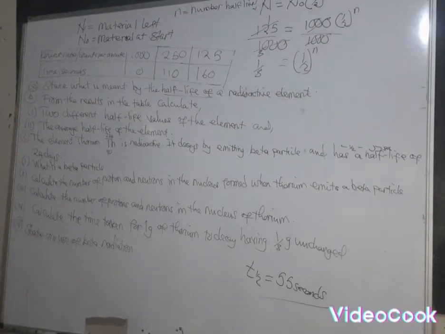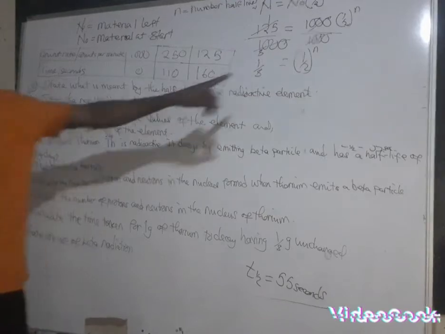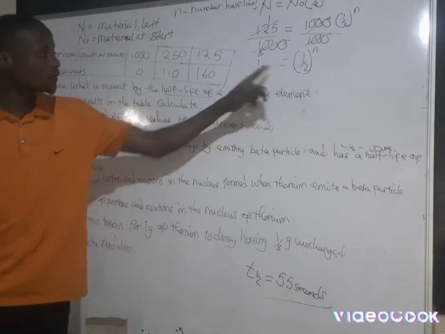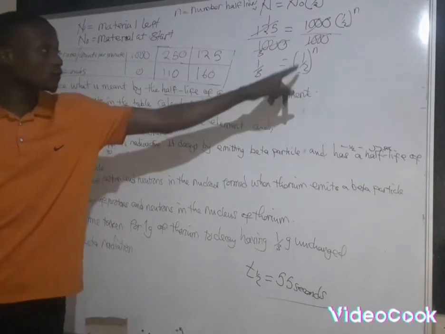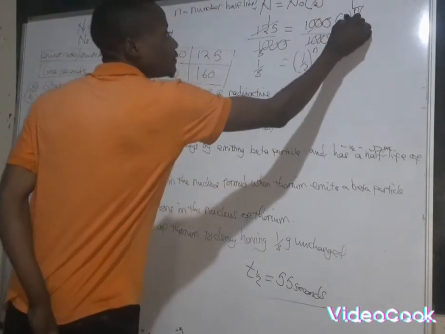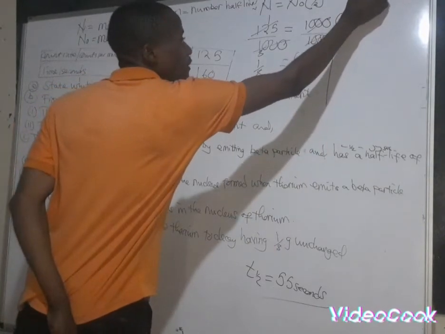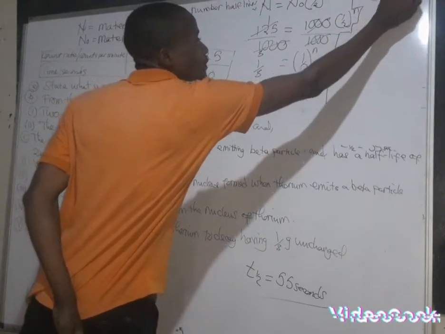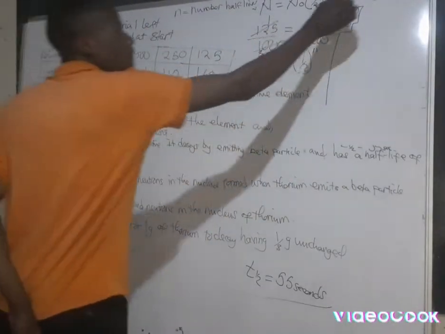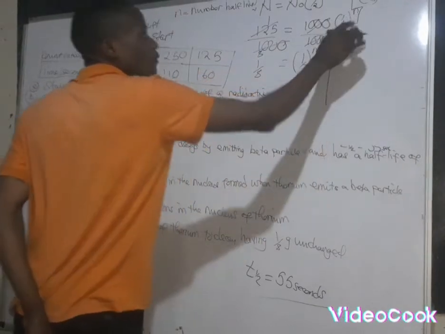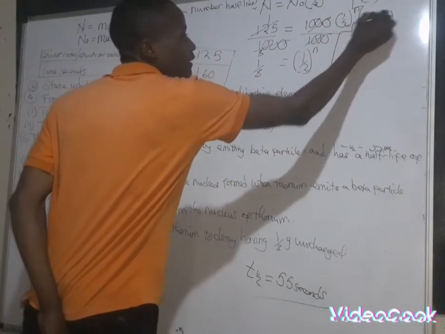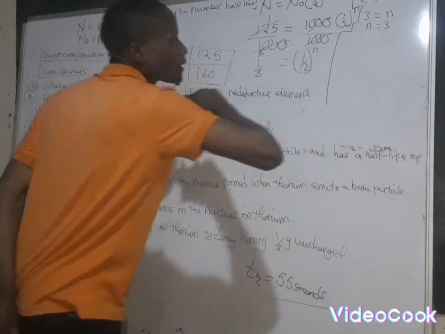Now you need to use the idea of indices to find the value of n. We have to make these two have the same base, and we can convert this one to the base of 1/2. What is 1/8? It is 1/2 to the power 3, which is equal to 1/2 to the power n. Once you have the same base, you cancel them out. You remain with 3 equals n, so n is equal to 3.